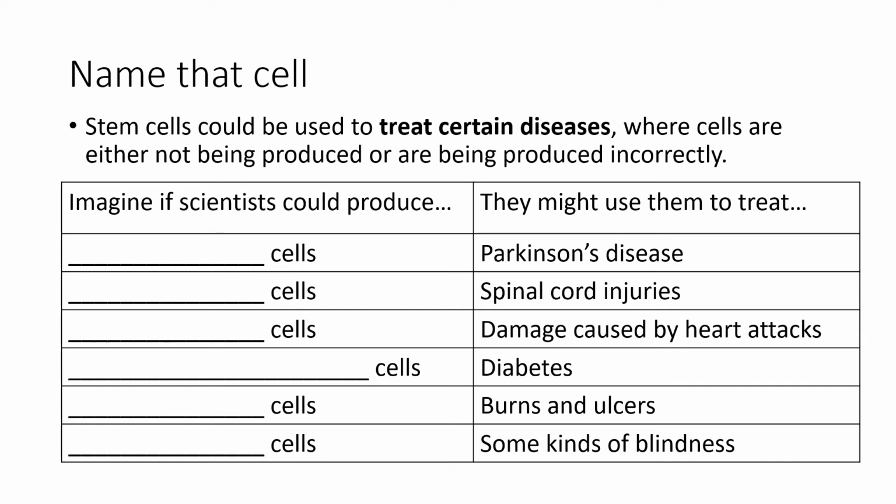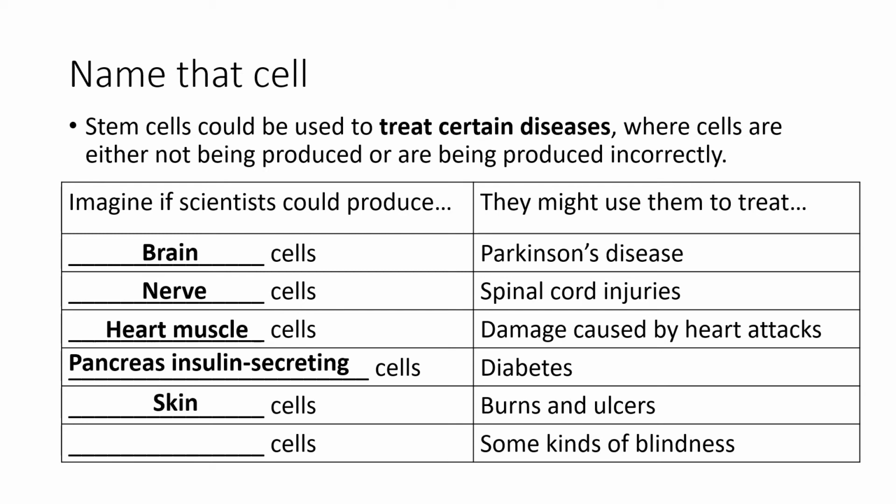Well, if you were to treat Parkinson's disease, we would be taking cells from the brain. Spinal cord injuries, we would need nerve cells. If we're talking about heart damage, we'd need heart muscle cells. Diabetes, as I've already mentioned, would be pancreas insulin producing and insulin secreting cells. For burns and ulcers, we'd simply use any cells from the skin. And of course, anything to do with blindness, we would be looking at stem cells from the retina.